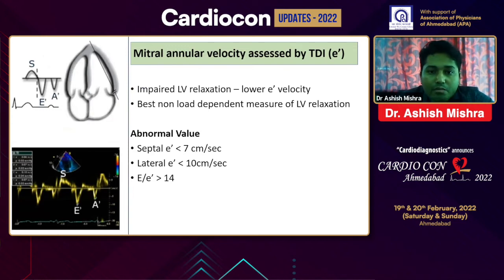Now we move on to the mitral annular velocity, which is assessed by tissue Doppler imaging. Impaired LV relaxation lowers the E' velocity. The best non-load dependent measure of the LV relaxation phase is reflected by the E' parameter. Septal E' is measured by putting the pulse wave Doppler right at the septal annular location, and septal E' less than 7 centimeters per second or lateral E' less than 10 centimeters per second would reflect abnormal diastolic function.